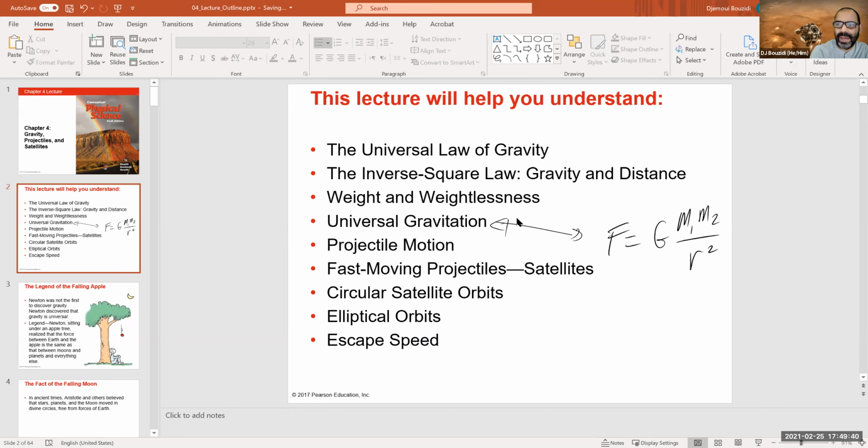Basically what this says is, if I have two masses, M1 and M2, Earth and the moon, Earth and the sun, an apple and the earth, it doesn't matter which one you have, they have masses, and the distance between them is r. This is the distance squared. This G is just a number, 6.67 times 10 to the negative 11.